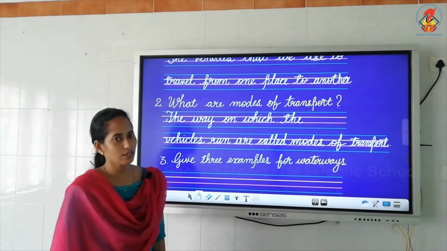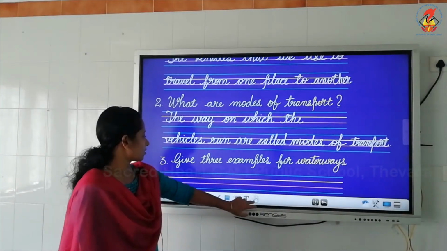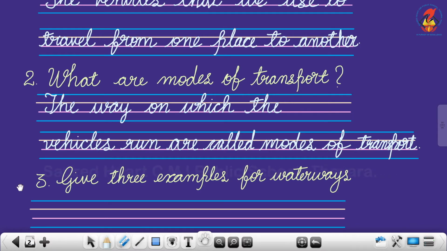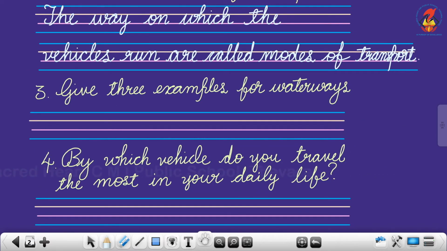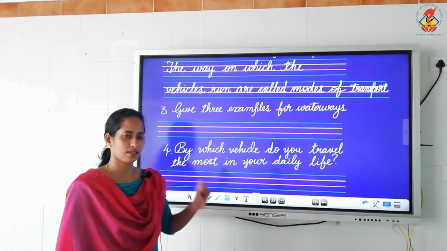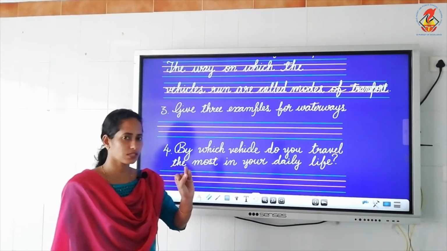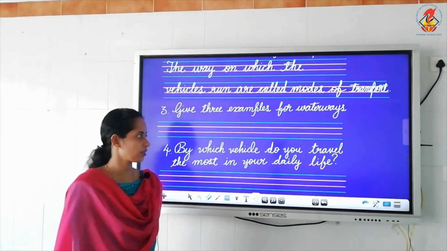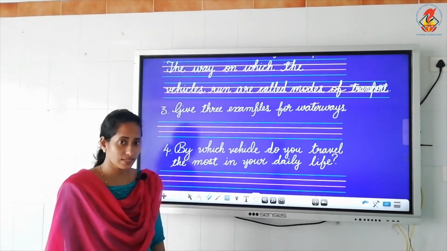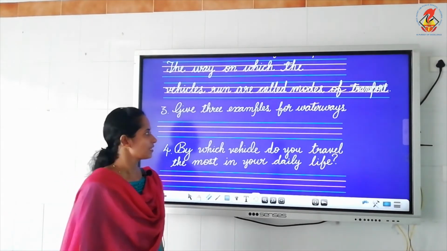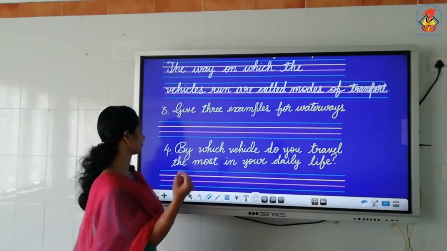So shall we move on to the next one? Okay, it is, give 3 examples for waterways. 3 examples for the vehicles that we use in waterways. Which are they? Very simple. Ships, boats and country boats. Country boats are also called as vanchi. Okay. So, shall we write it?